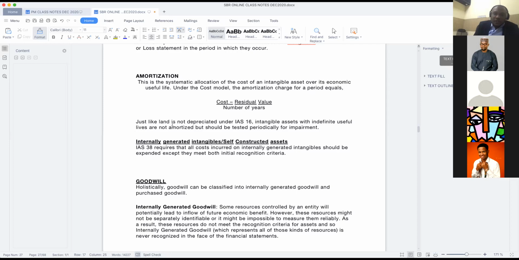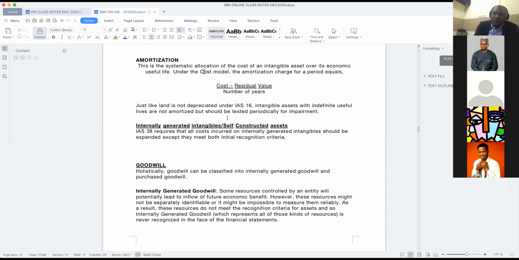Just like land is not depreciated under IAS 16, intangible assets with indefinite useful life are not amortized, but should be tested periodically, that's at every year end, for impairment.